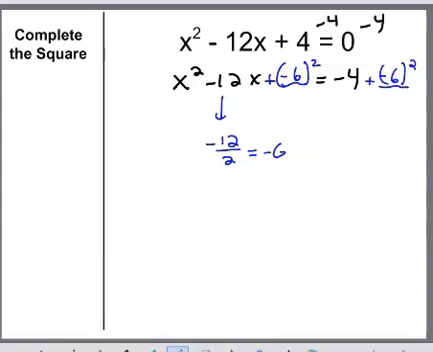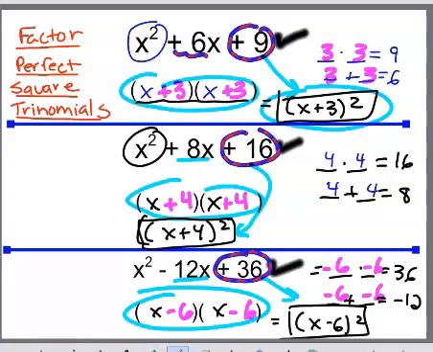All right? So a lot of times I'll say we half it, we square it, we add it to both sides. Well, that's step 2 into step 3. So now what we just did is we created a perfect square trinomial, just like this. This is what we have here. X squared minus 12x plus 36.